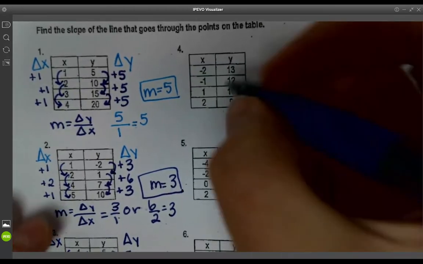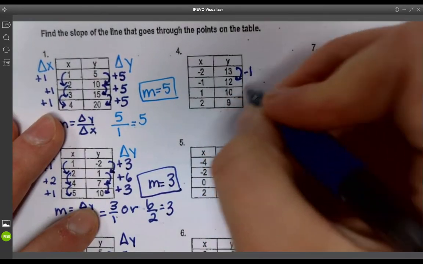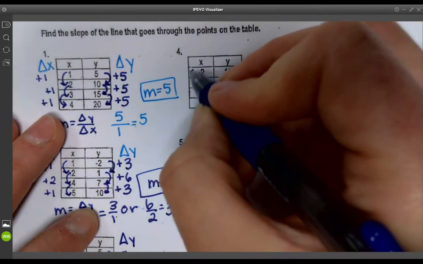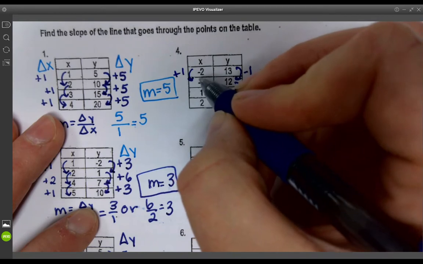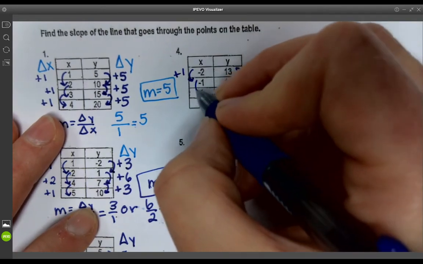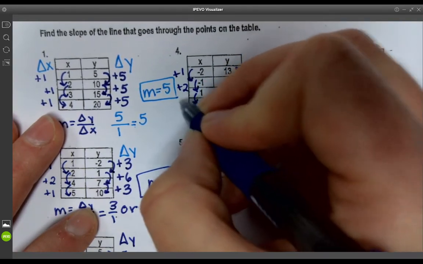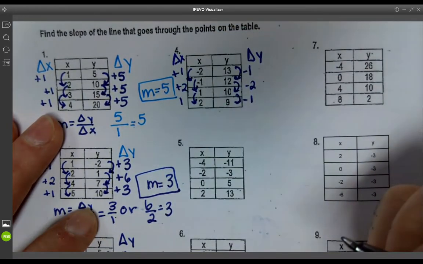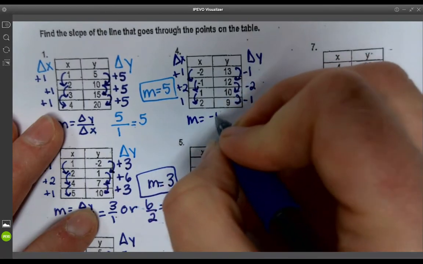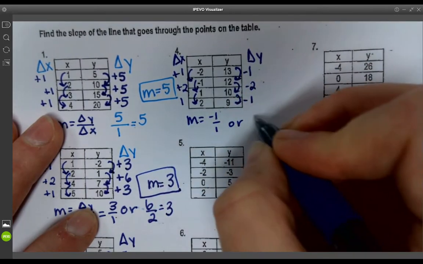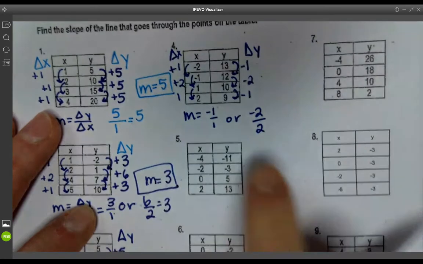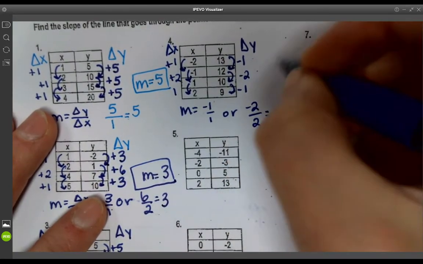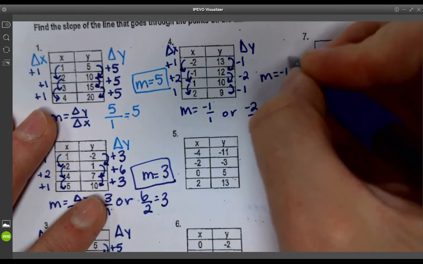Number 4, this is going down by 1, this is going down by 2, this is going down by 1. Adding 1, adding 2, and adding 1. So the change of y over change in x, negative 1 over 1, or negative 2 over 2, which equal the same thing whenever you put them in the calculator, and they just equal negative 1. So m equals negative 1.